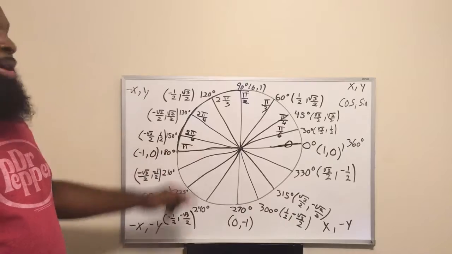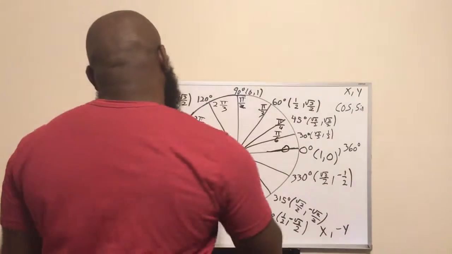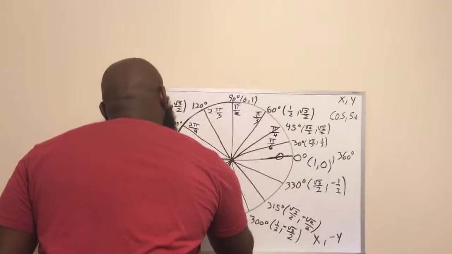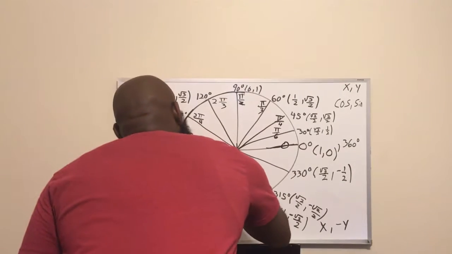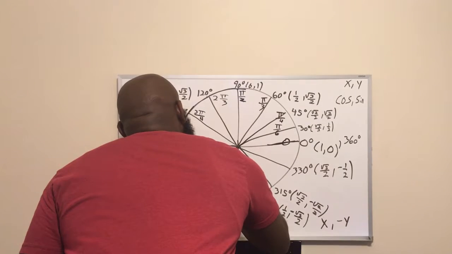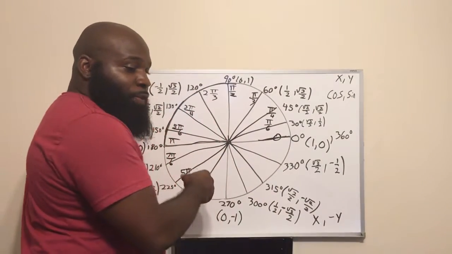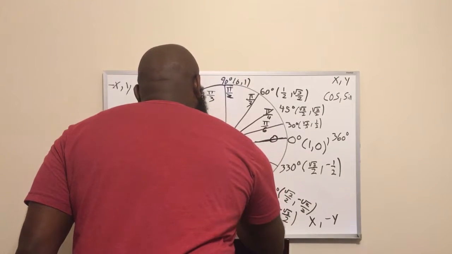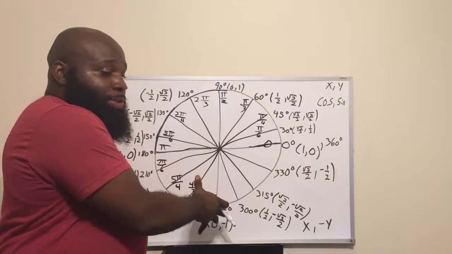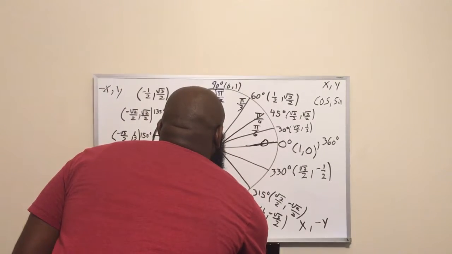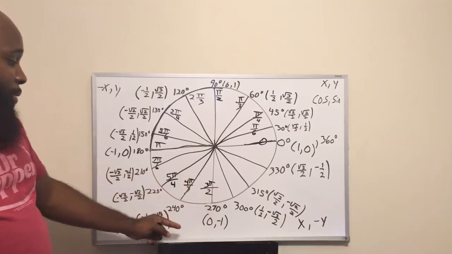And at 180, you have pi. Pi is equivalent to 180. So that's just pi. At 210, you have 7 pi over 6. At 225, you have 5 pi over 4. At 240 degrees, you have 4 pi over 3. And at 270 degrees, you have 3 pi over 2. So 3 times 180 divided by 2 will give you 270.